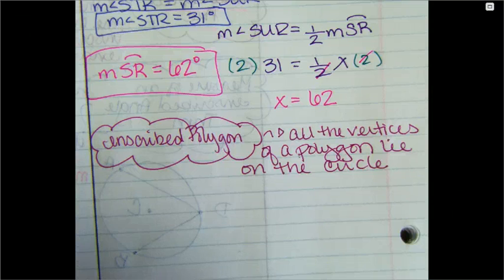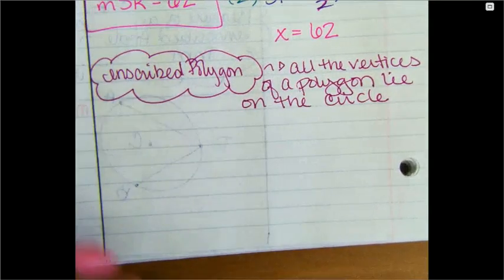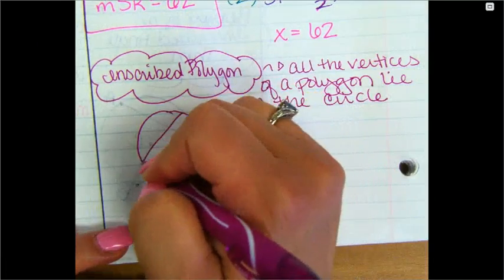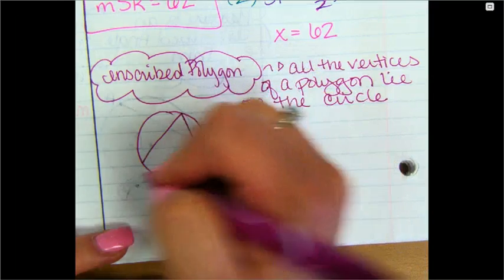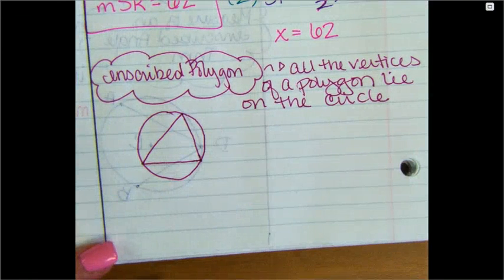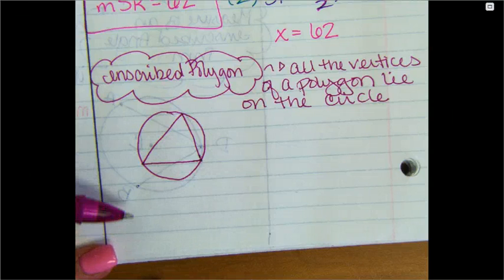What's a polygon? A rectangle, a square, so a quadrilateral, a triangle, a pentagon, a hexagon, any shape, right? That has a vertice, so it has to have a vertex. So all the vertices of a polygon lie on the circle. You did this last year in IM1. You constructed a square, a rectangle, and a hexagon inside a circle.